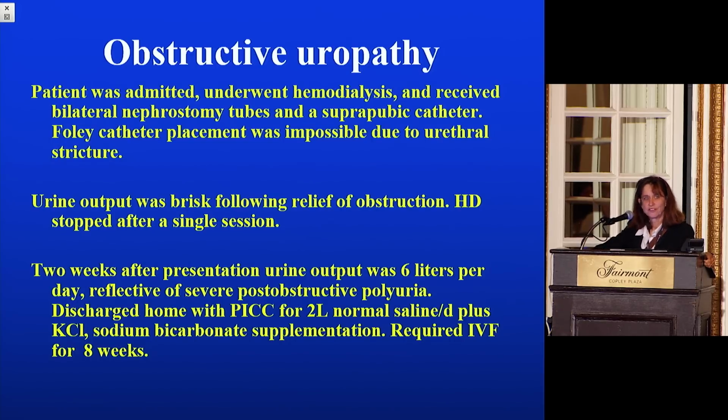Patient is admitted, gets started on hemodialysis, gets bilateral nephrostomies and a suprapubic catheter. Foley cath was impossible to place because of urethral strictures. Urine output is copious. He gets dialyzed once and his creatinine and BUN plummet with the diuresis. And for 2 weeks, his urine output is 6 liters a day, suggesting a severe post-obstructive polyuria. And he required a PICC line in order to get repleted with saline and potassium and bicarbonate for 8 weeks.